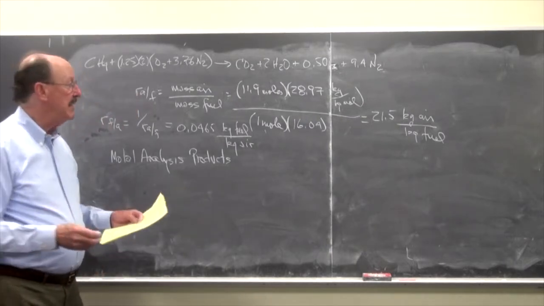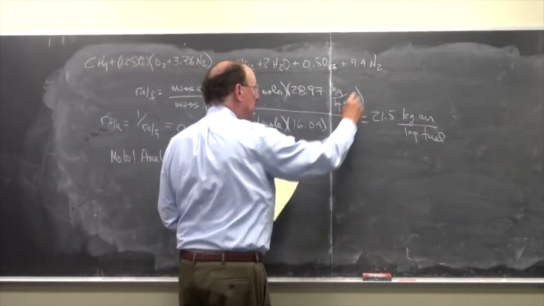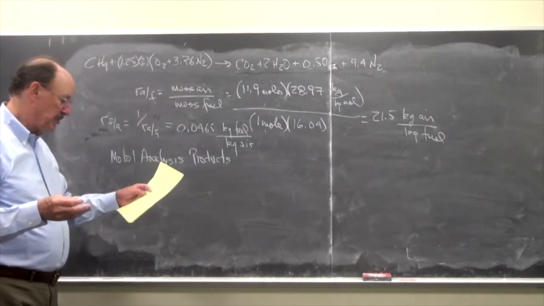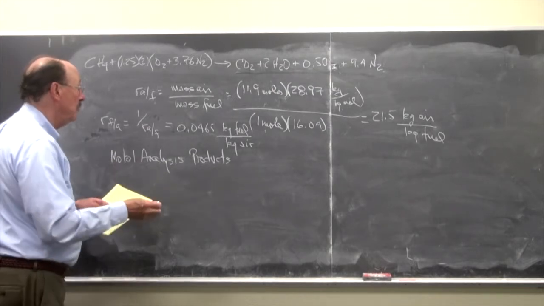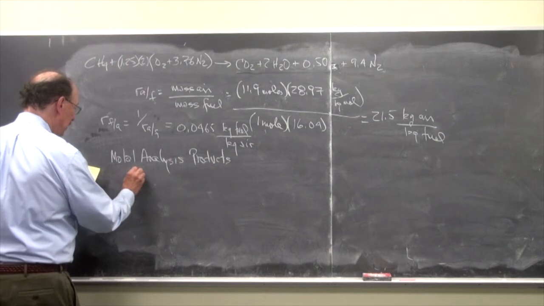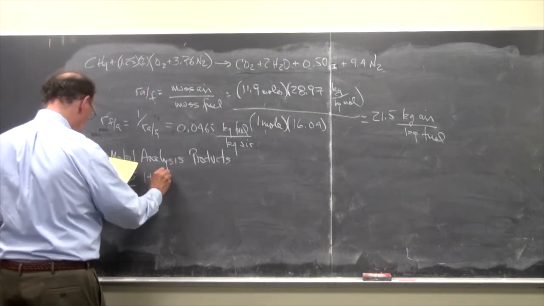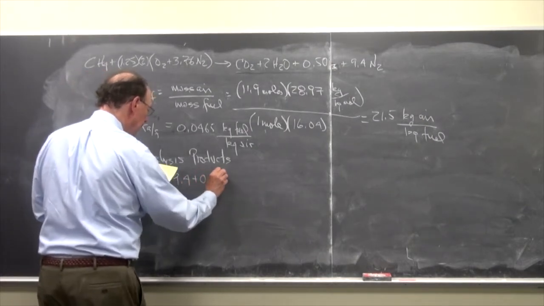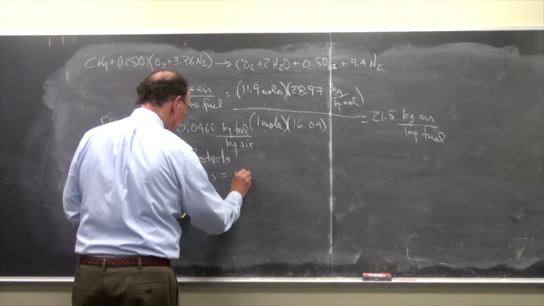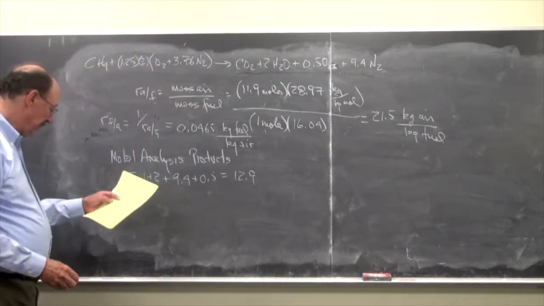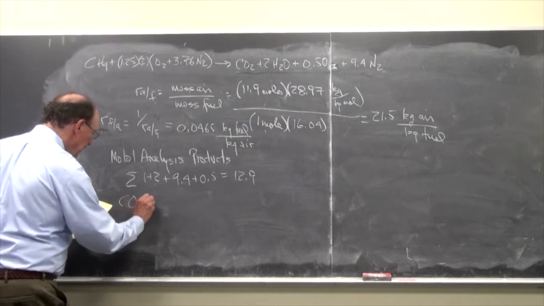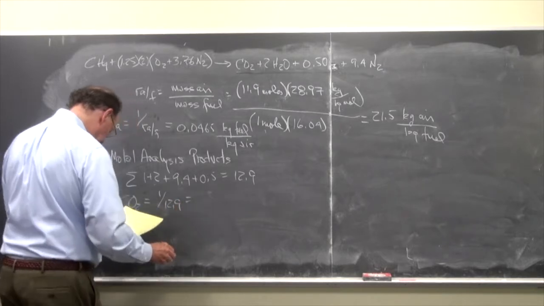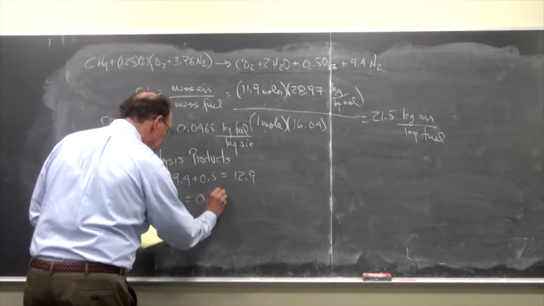And so what we're interested in is first we're going to find the total number of moles, and then we'll find the mole fraction, not the partial pressure, but the YI, associated with each one. So if I look at the total, I have 1 plus 2 plus 9.4 plus 0.5 is equal to 12.9. So that's the total number of moles that we have. So for CO2, I have 1 divided by 12.9. So this is equal to 0.0775.